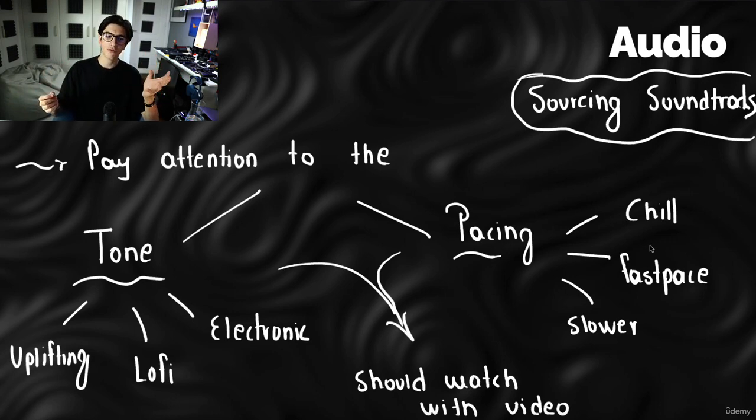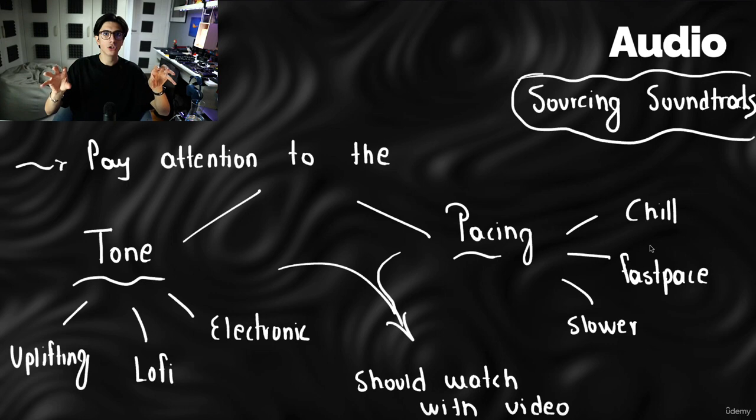So the tone could be, for example, lo-fi, it could be an uplifting tone, or it could be an electronic tone. It is pretty much the genre of the soundtrack that you're using. When it comes to the pacing, it is how fast or how slow the song goes. So it could be, for example, a fast pace, a slower pace, or a very chill song. So we can have, for example, an uplifting tone with a slower pace, or a lo-fi tone with a fast pace, or an electronic tone with a chill pace.